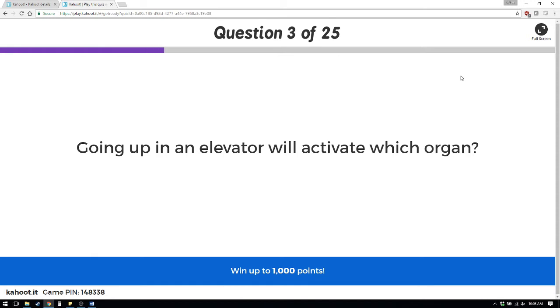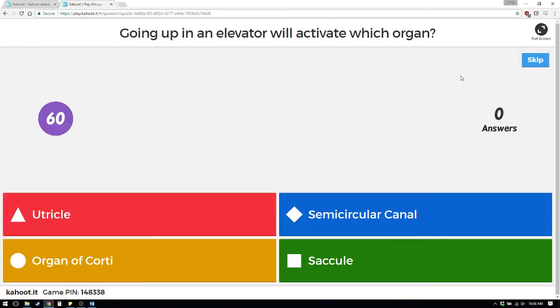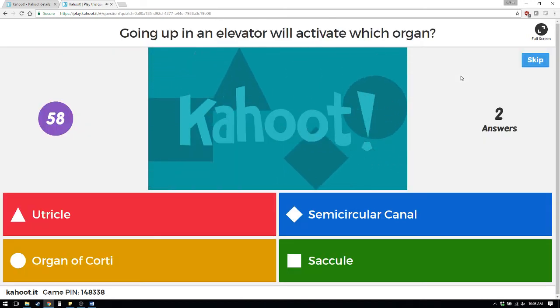Going up in an elevator will activate which organ? The utricle, the organ of Corti, the saccule, or the semicircular canal? We'll see who watched the video. Or who watched the video and forgot.